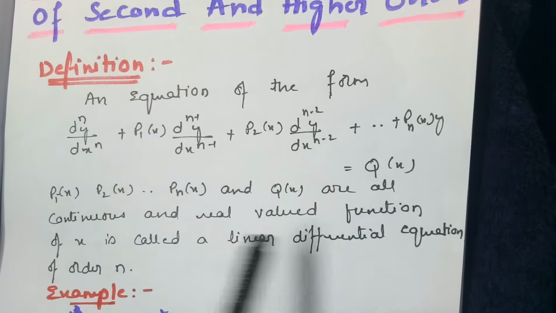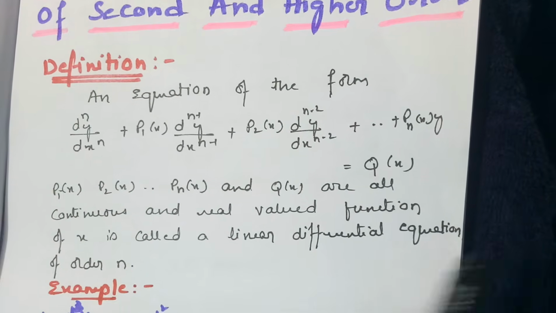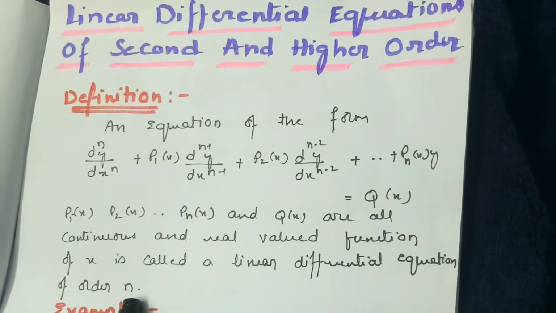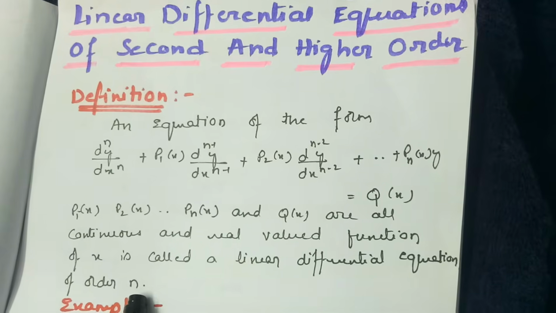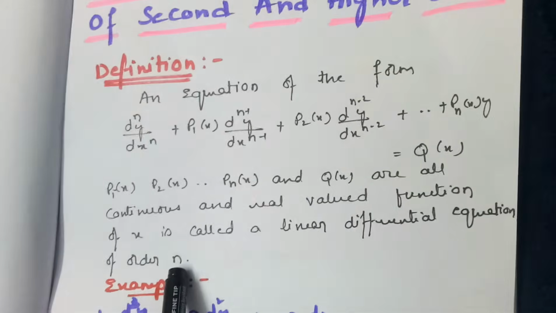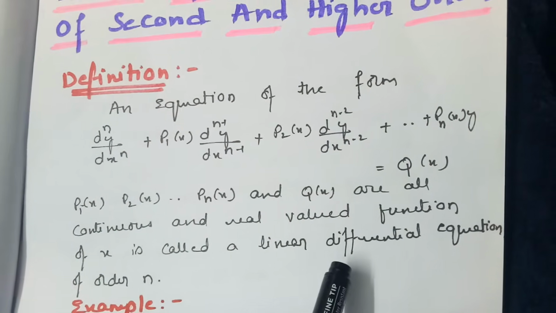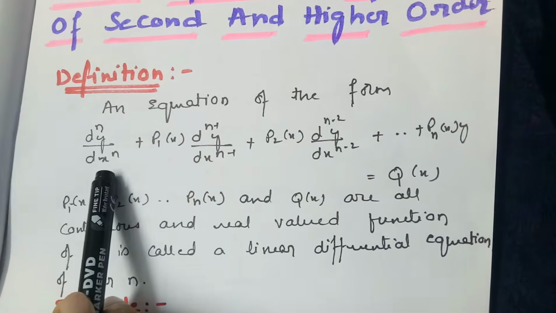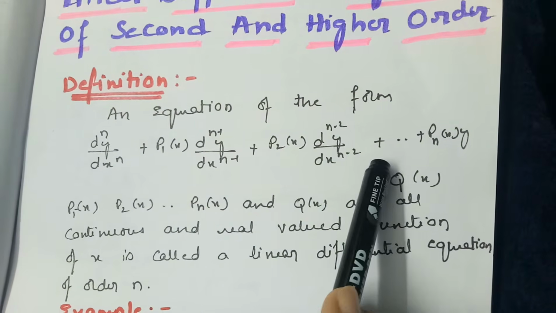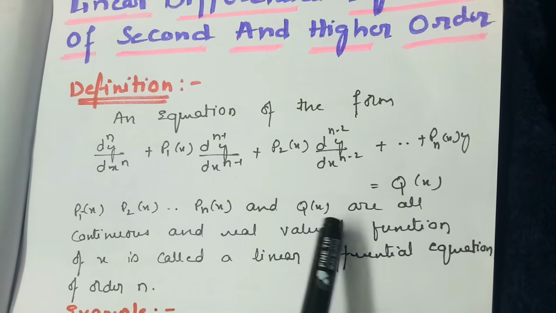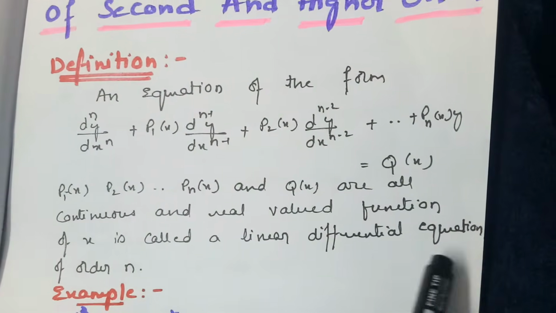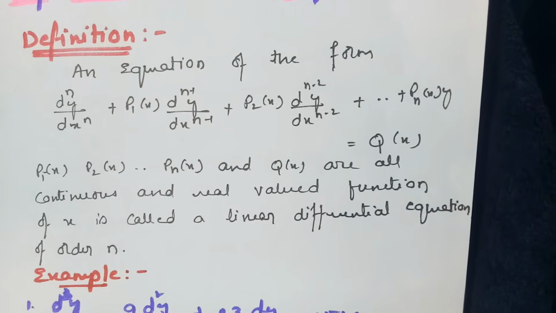So any equation which is of this form is called a linear differential equation of order n. So in unit 2 we are going to the second and higher order. The concept is we have to take the order. So the definition is very clear. Any equation which is of the form D power n, D power n minus 1, D power n minus 2, slowly reducing, where p1, p2, p3 and q are all continuous and real valued functions of x, is called the linear differential equation of order n.